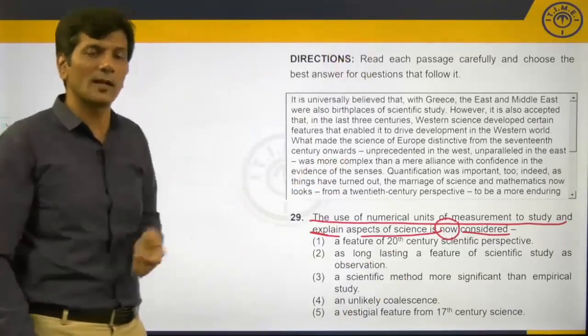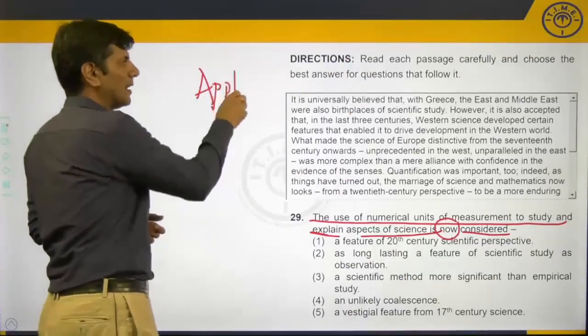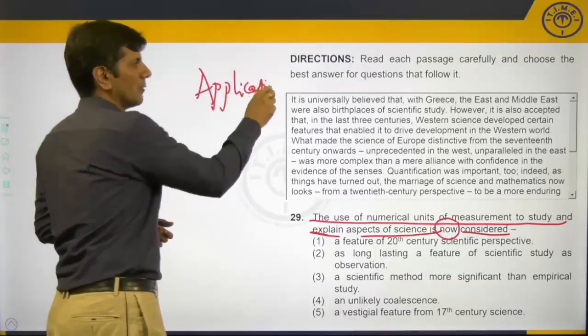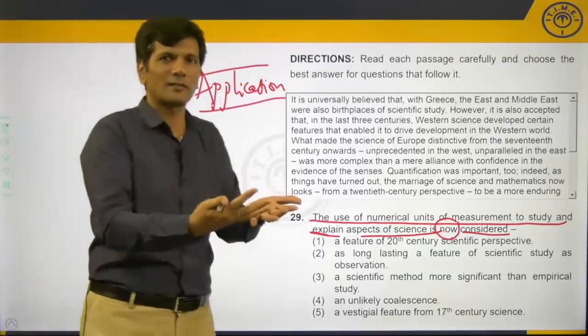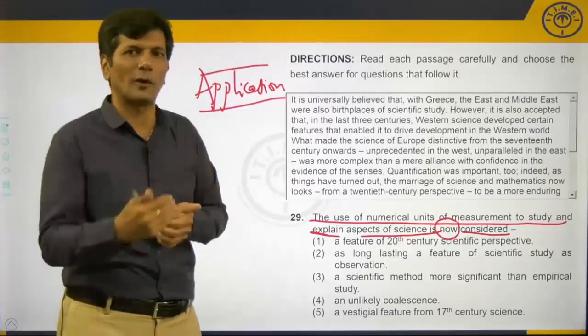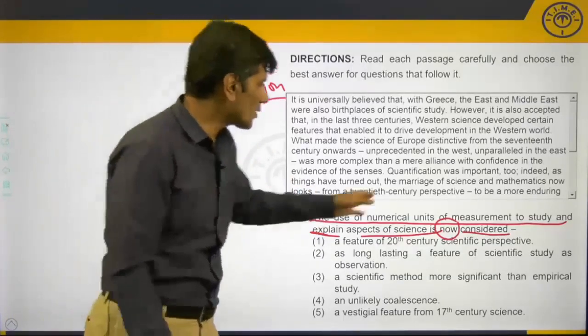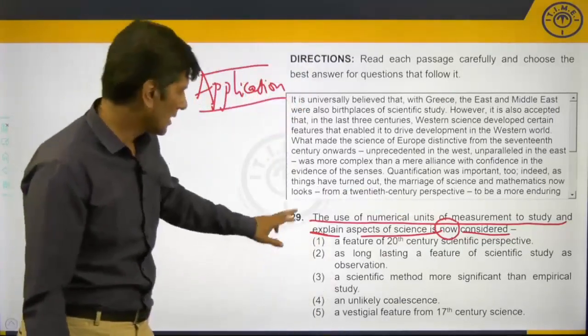So this is what I was talking about earlier in the session as an example of an application kind of question, where you are given a situation that doesn't exist in the context. It comes from out of the context. Yet you have to check for relevance now. Okay, the use of numerical units of measurement to study and explain aspects of science is now considered choice 1.